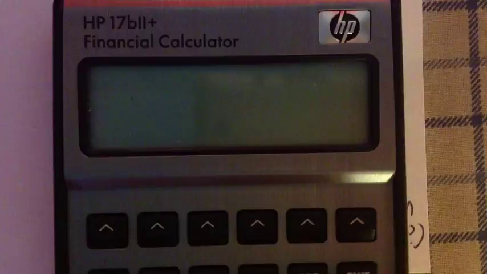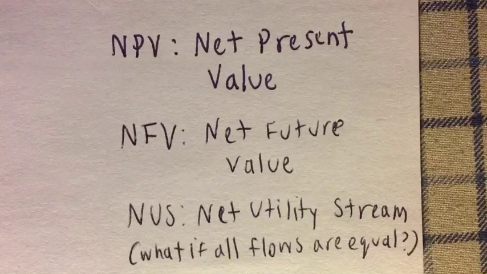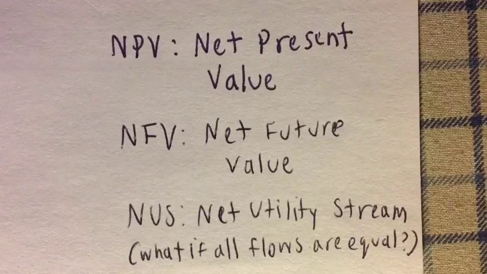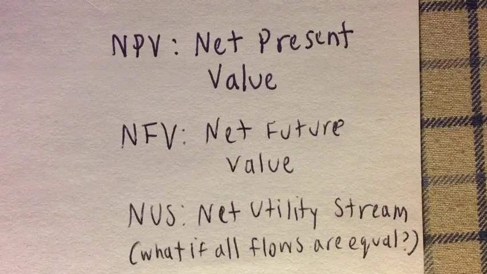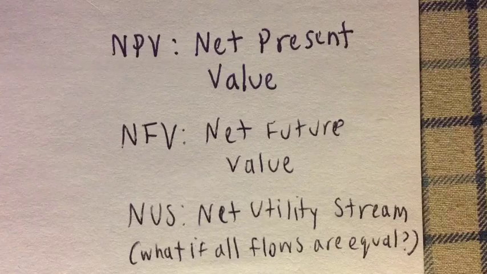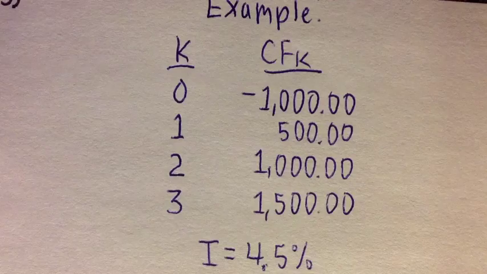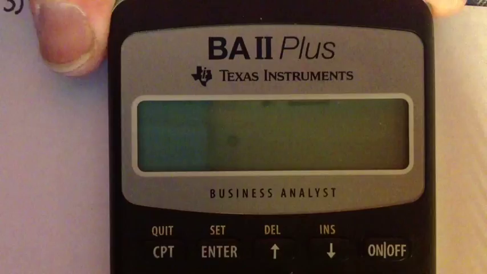Even if you don't have these advanced automatic calculations in your calculator, this video is going to show you how to get the net future value and net utility stream by using the cash flow application and the time value of money application. I'm going to demonstrate this process through an example. The calculator I'm going to use for this particular example is the BA2 Plus financial calculator from Texas Instruments. However, you can apply this to most financial calculators.